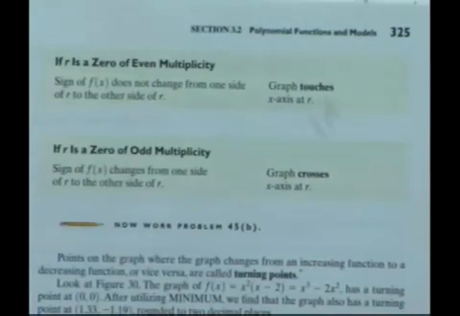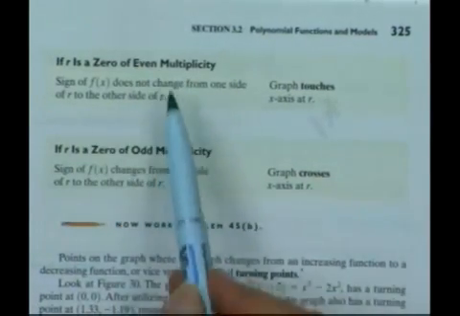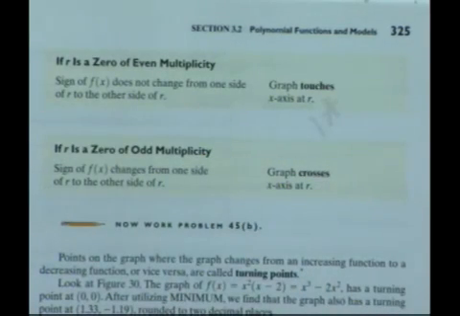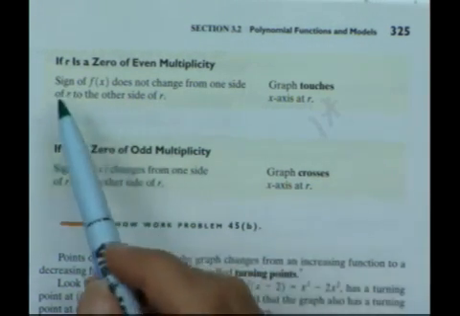So we are on page 325. You just heard a verbal summary of what we were saying, and it has to do with the multiplicity of the zero. We're heading in the direction of graphing these polynomials based on their zeros and their multiplicities. That's where we're going. All right.